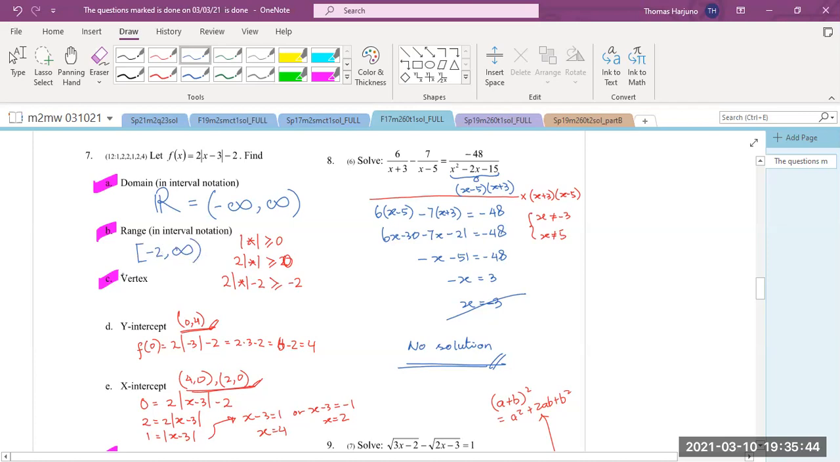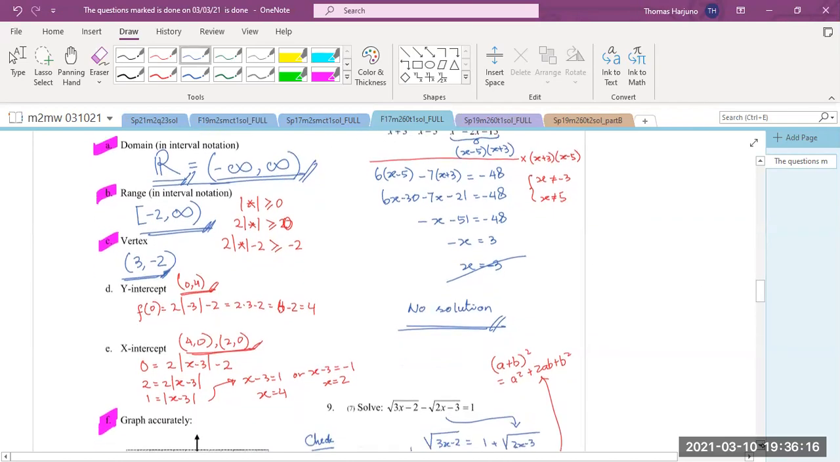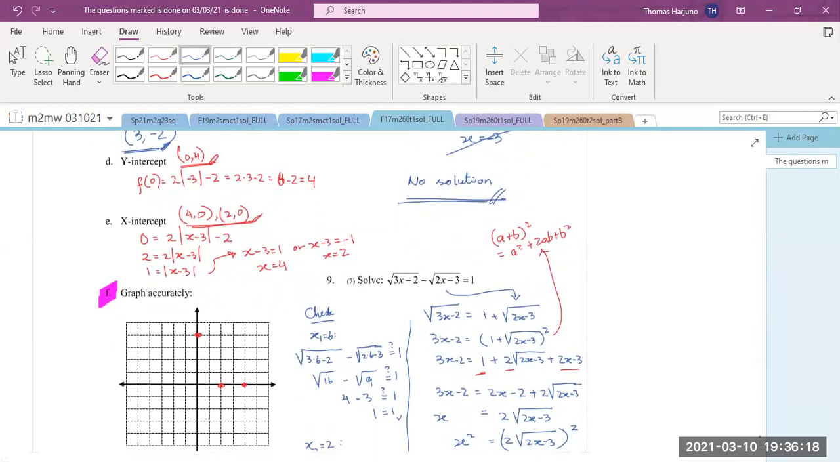The vertex is, what we see here is you move 3 units to the right, and then 2 units down, right? The stretch by 2 will not change the vertex. So the vertex is 3, negative 2. Okay, now how do we graph that? 3, negative 2 is here.